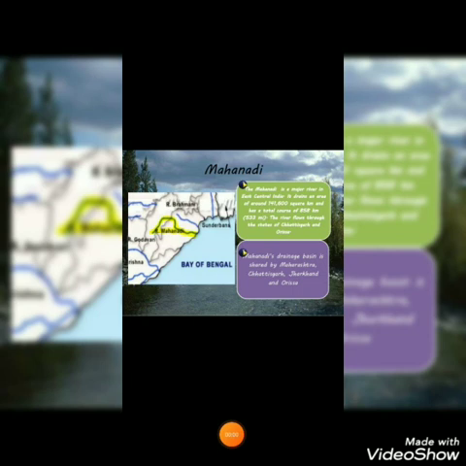And now river Mahanadi. Mahanadi is a major river in east central India. It drains an area of about 140,600 square kilometers and has a total course of 858 kilometers. The river flows through the states of Chhattisgarh and Orissa. The Mahanadi drainage basin is shared by Maharashtra, Chhattisgarh, Jharkhand and Orissa.